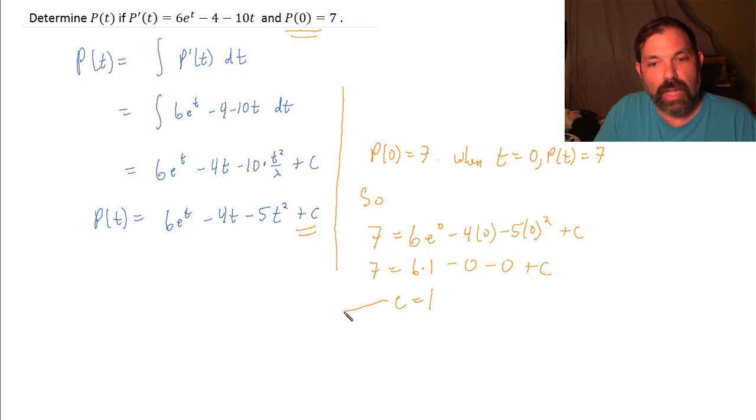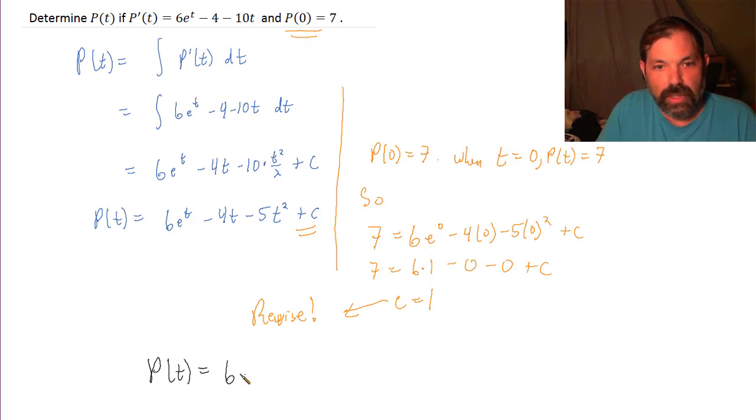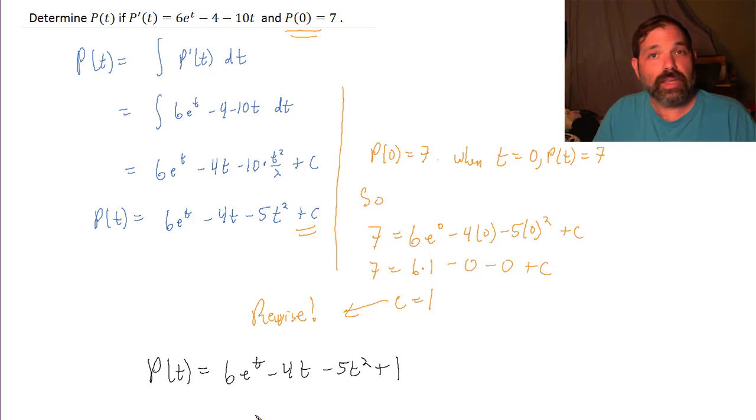So now we take that back over and revise our model, revise our solution. And so then I would state that P of t is equal to 6 e to the t minus 4t minus 5t squared plus 1. This is the specific antiderivative that meets the given condition that P of 0 equals 7. Right? There's a general antiderivative. We found the general antiderivative with the plus c. This is the specific antiderivative that also meets the given condition.